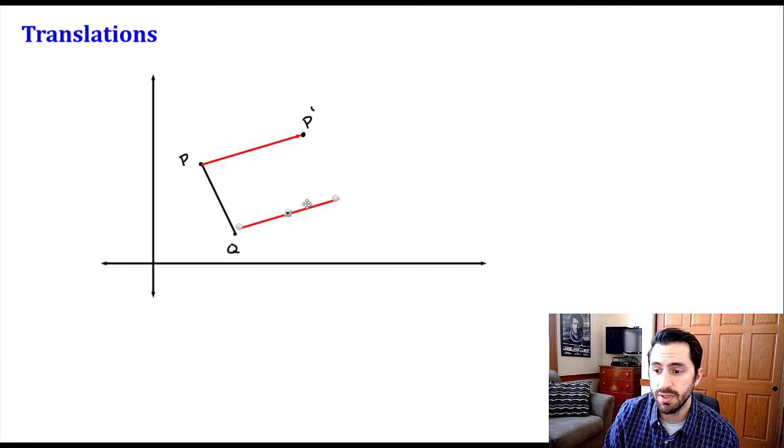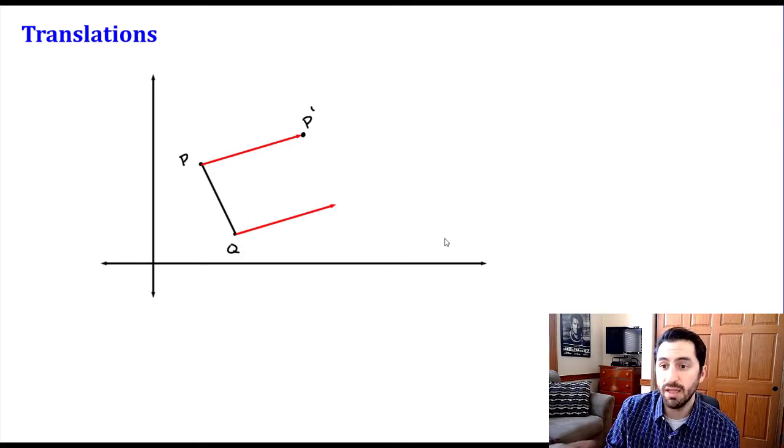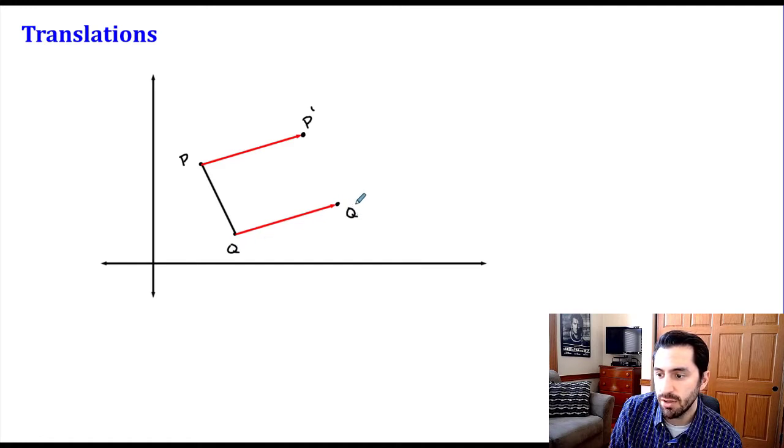Now, I also have to do the same thing for every other point. So for example, point Q is also going to move that same distance in the same direction, and it's going to end up over here. And then just like with point P, Q is our pre-image, and this will be our image, Q prime. So that's going to happen for every single point that makes up this segment. So I'll connect these two together, and here is our image. So here's our object after the transformation.